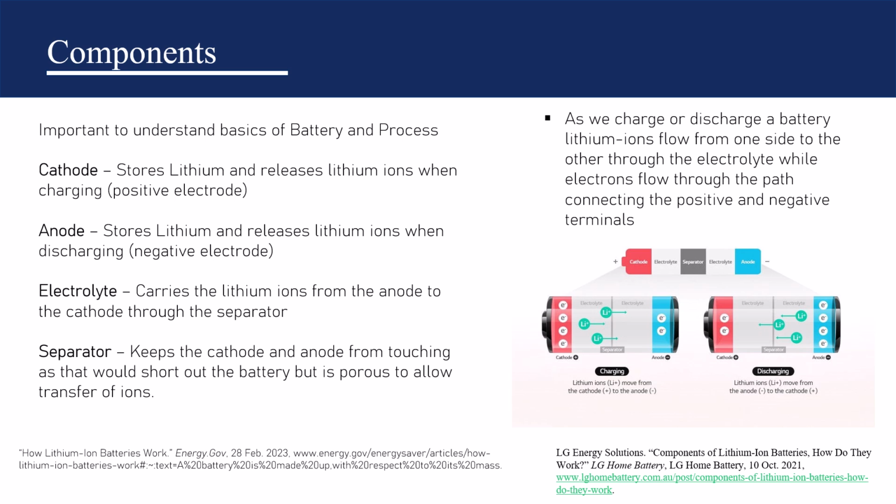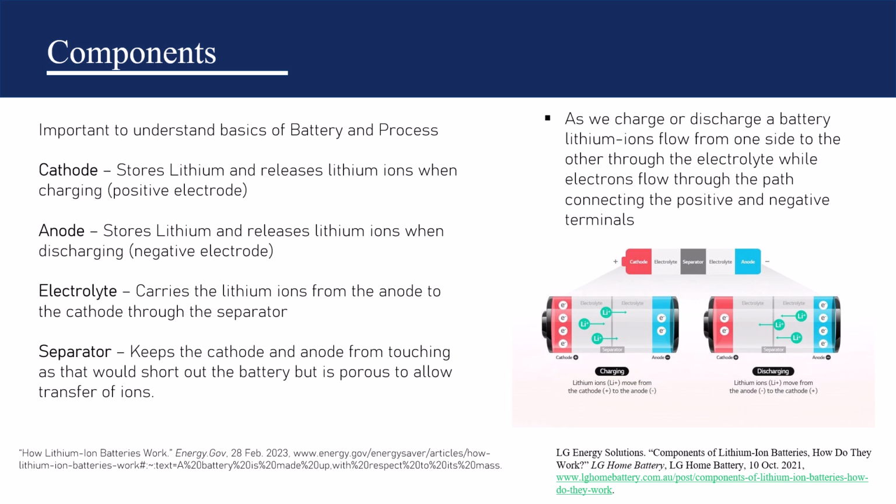The electrolyte is a liquid between the two, and it carries the lithium ions from the anode to the cathode through a separator. The separator, kind of like the name implies, separates the cathode and anode and keeps them from touching, as that would short out the battery, but it is porous so as to allow the transfer of ions from one side to the other.